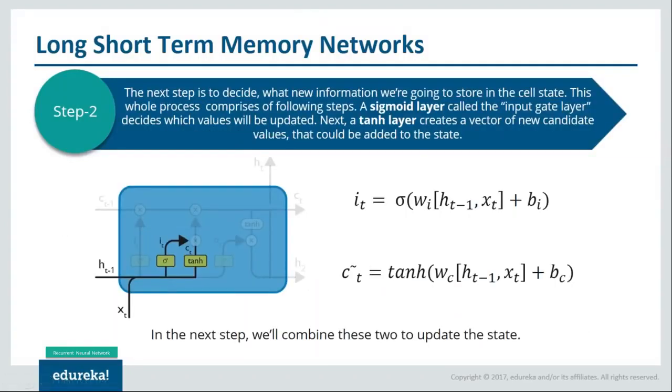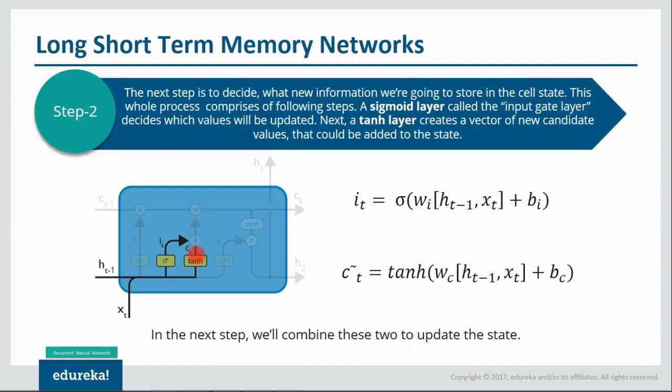The next step is to decide what information we are going to store. In the previous step, we decided what information we are going to keep, but here we are going to decide what new information we are going to store in the cell state. Now this has two parts. First, a sigmoid layer, also known as the input gate layer, decides which values we'll update. Then there's also a tanh layer that creates a vector of candidate values, c bar of t, that will be added to the state later on.